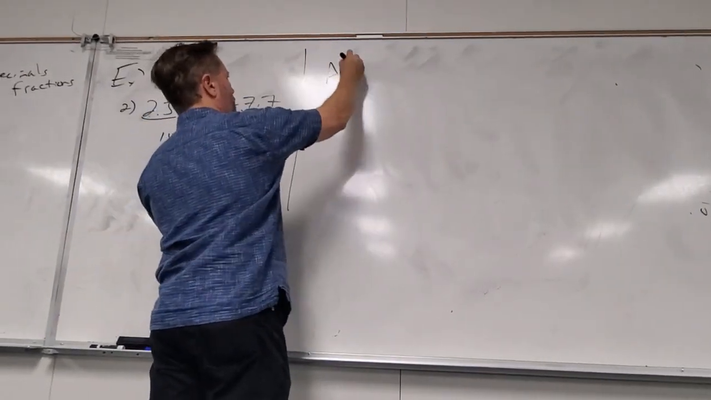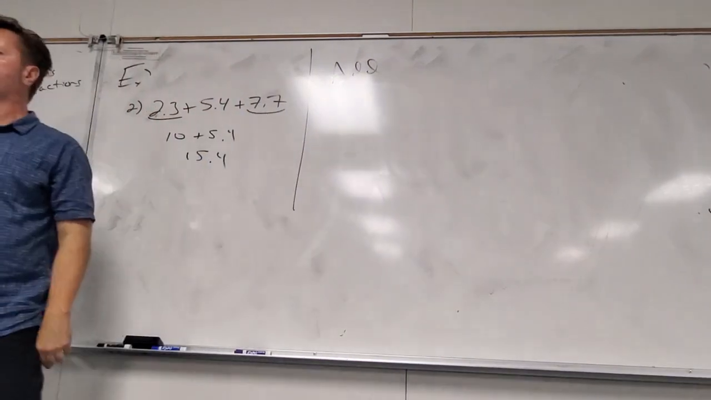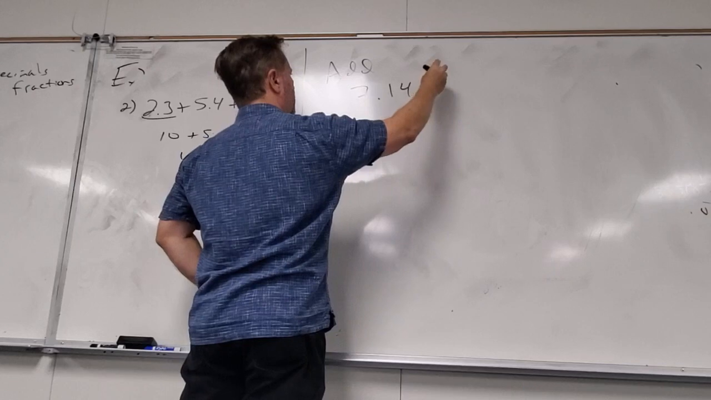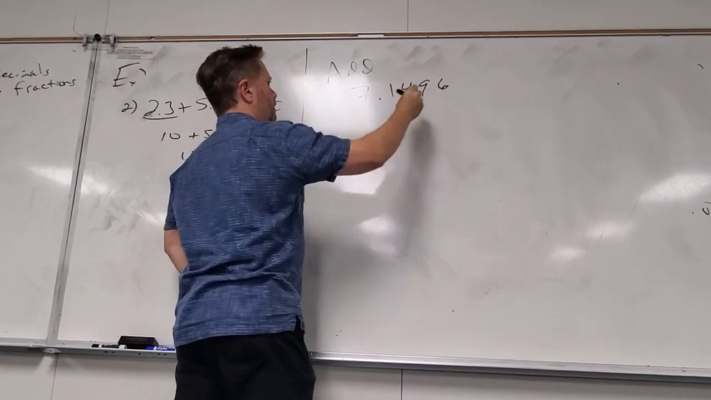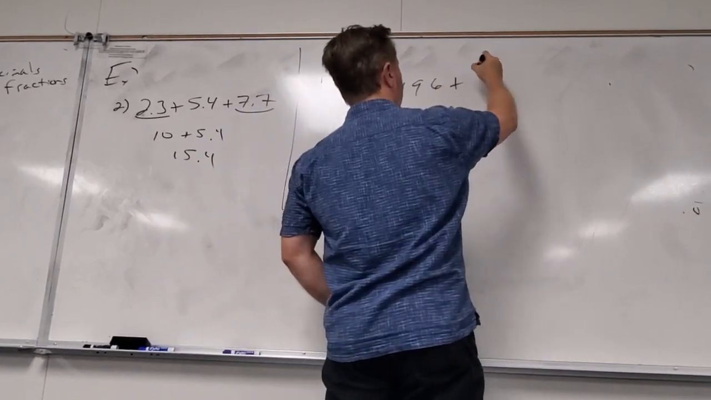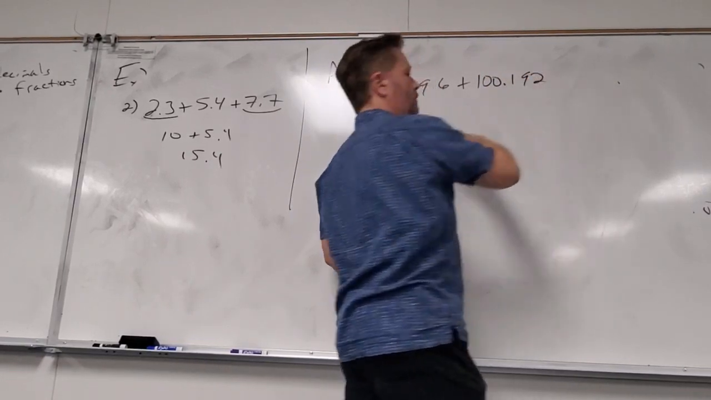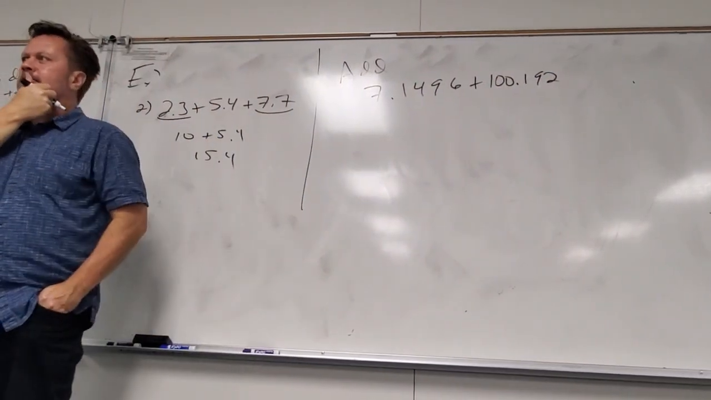What if, okay, real quick, I'm going to ask you to do something, and you're all going to really enjoy the fact that I've just asked you. Can you all add for me 7.1496 plus, what, Jeff? 100.192 by hand.